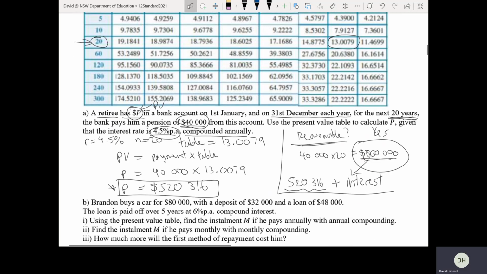Always for these questions, check that your answer's in the right sort of ballpark. If I had got an answer of, say, 100,000, well, if I'm taking out 40 grand, I'd only expect it to last me about 3 years, not 20 years.